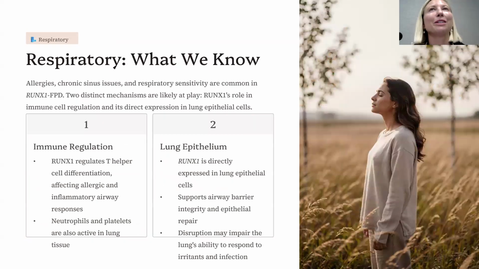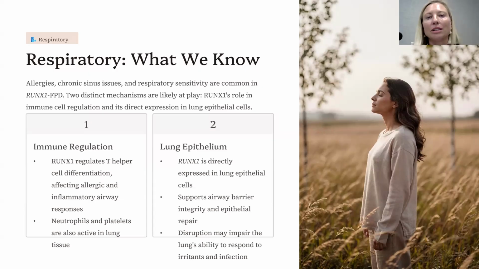All right, moving on to the respiratory system. So many patients report allergies, sinus issues, and airway sensitivity. RUNX1 plays a role in T cell regulation. So when that balance shifts, allergic inflammatory responses can increase. And at the same time, RUNX1's also expressed in the cells that line the airways. Those again are the epithelial cells. So RUNX1 is definitely playing a role in the epithelial cells in many different tissues.